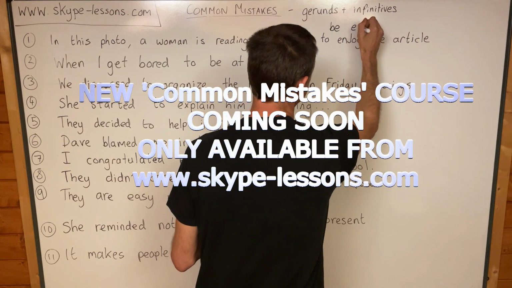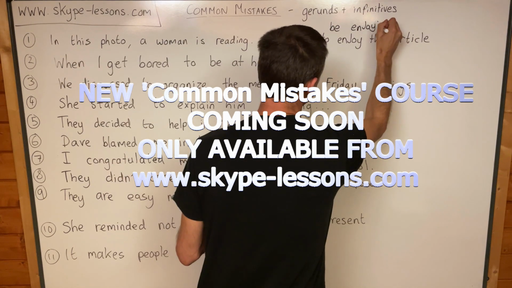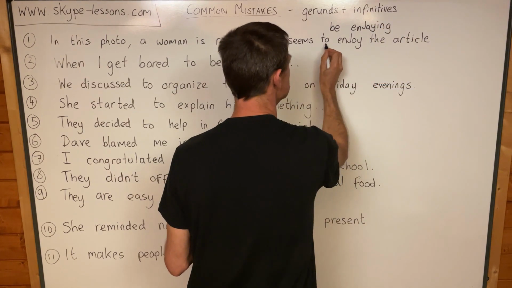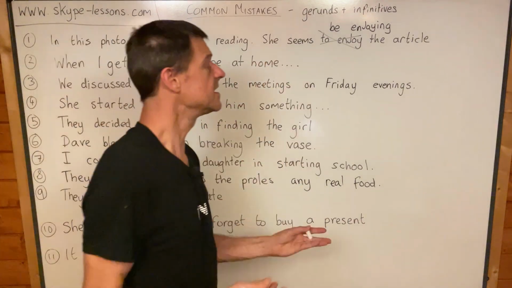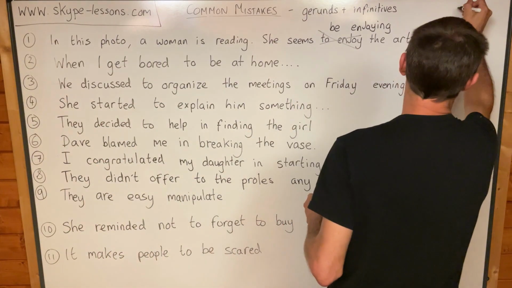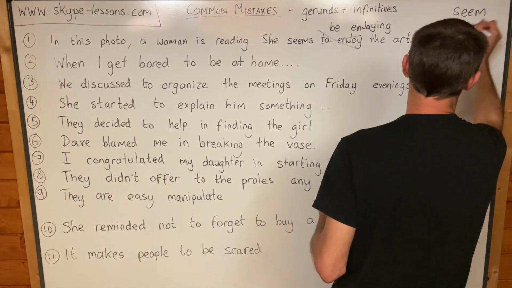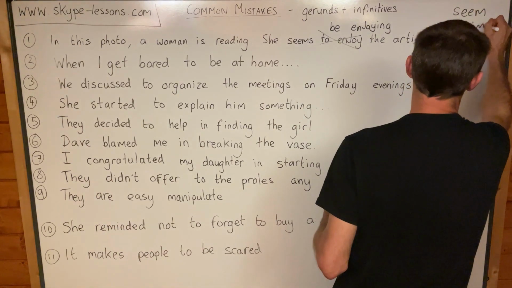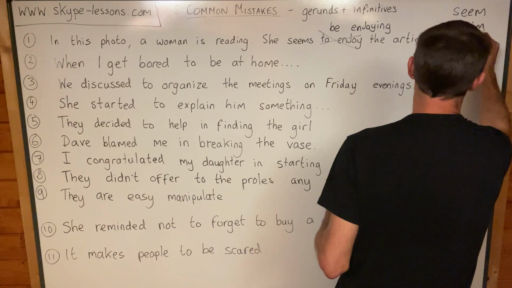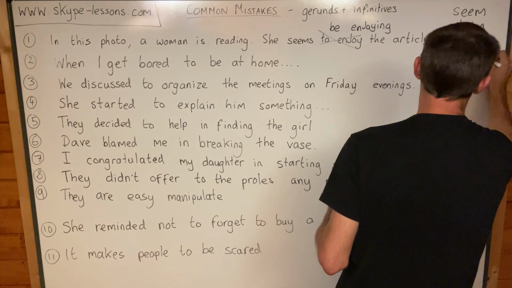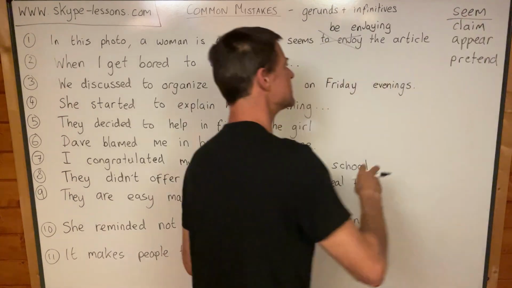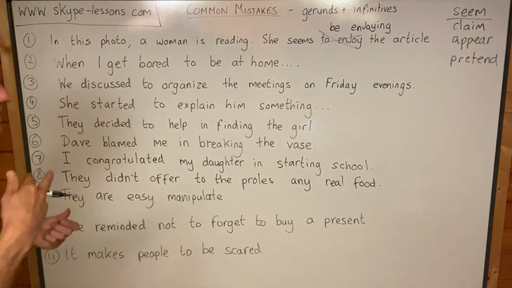And it really needs to be like this. It is actually a mistake to say seems to enjoy. It's not just simpler, but it's actually a mistake. Because with some verbs, and seem is the most important verb here, seem, claim, appear, pretend. Let's just look at these four. We've looked at them before in other lessons. But I want you to remember that, especially with that top verb, it's come up again and again and again.